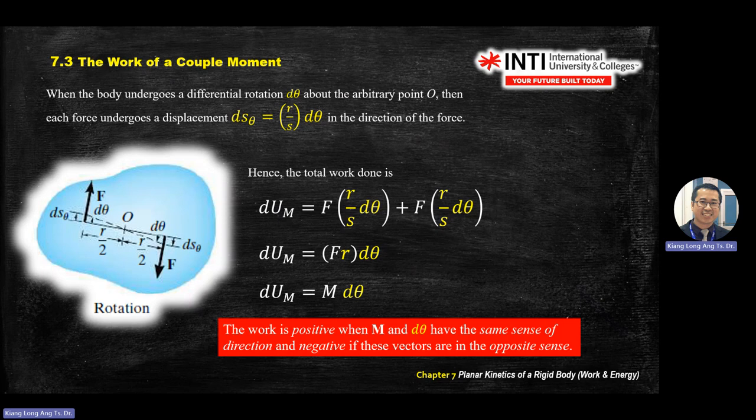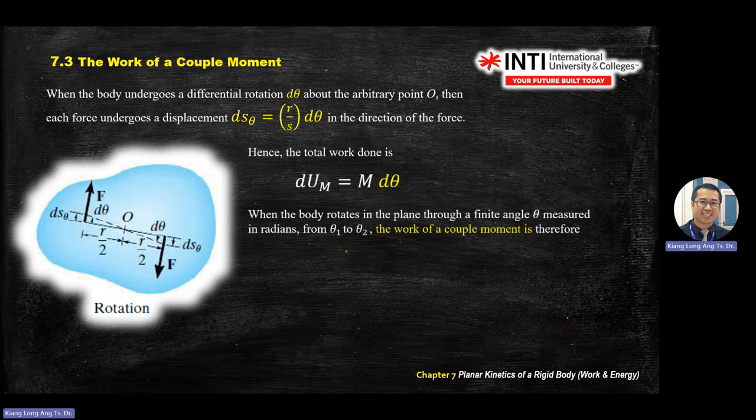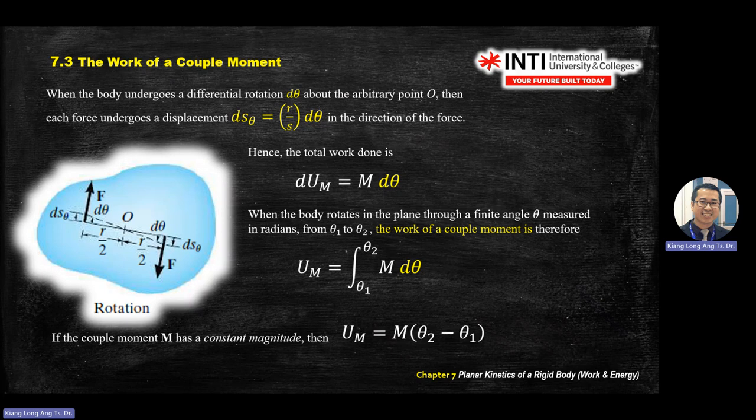So again, still looking at the vector, if M and d theta have the same sense, meaning the same direction, you get positive work. Same with force multiplied by displacement in the same direction, then you get positive work. The rest you can read for your information. You still arrive at moment multiplied by change of angle, and we get work.